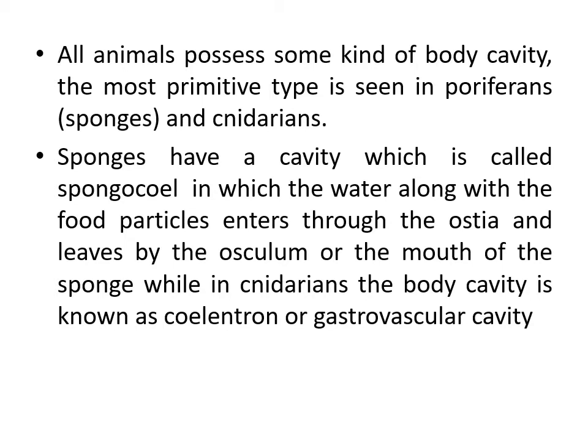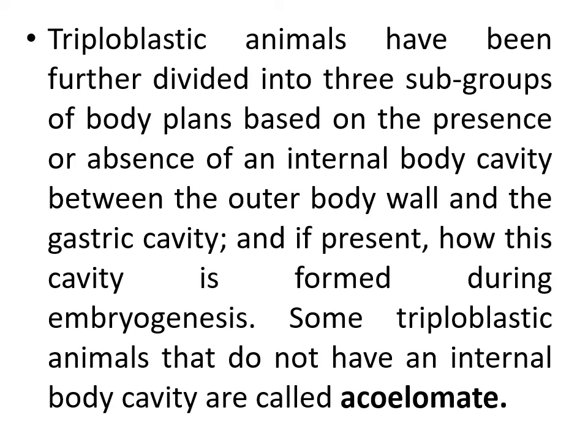All animals possess some kind of body cavity, the most primitive type of which is seen in poriferans and cnidarians. In sponges you have the spongocoel, which is always filled with water, whereas in cnidarians you have the gastrovascular cavity. Triploblastic animals have been further divided into three subgroups of body plans based on the presence or absence of an internal body cavity between the outer body wall and the gastric cavity.